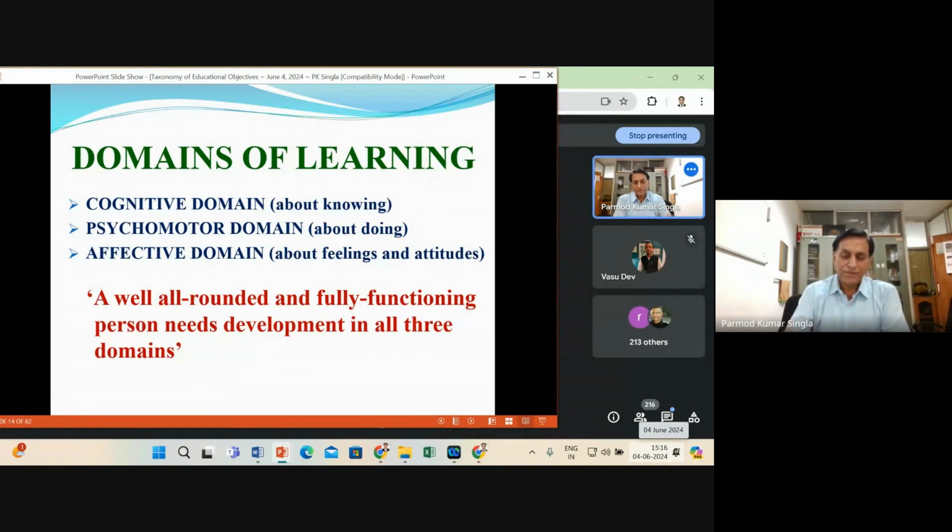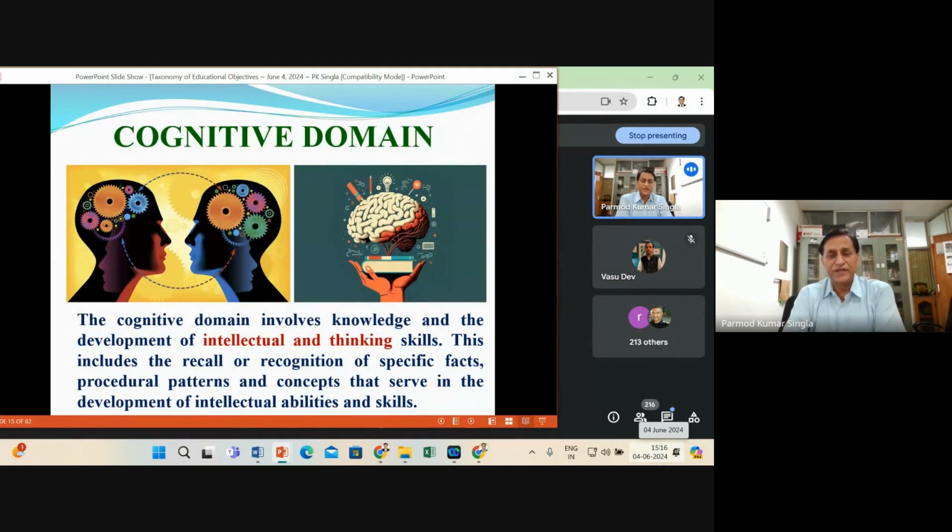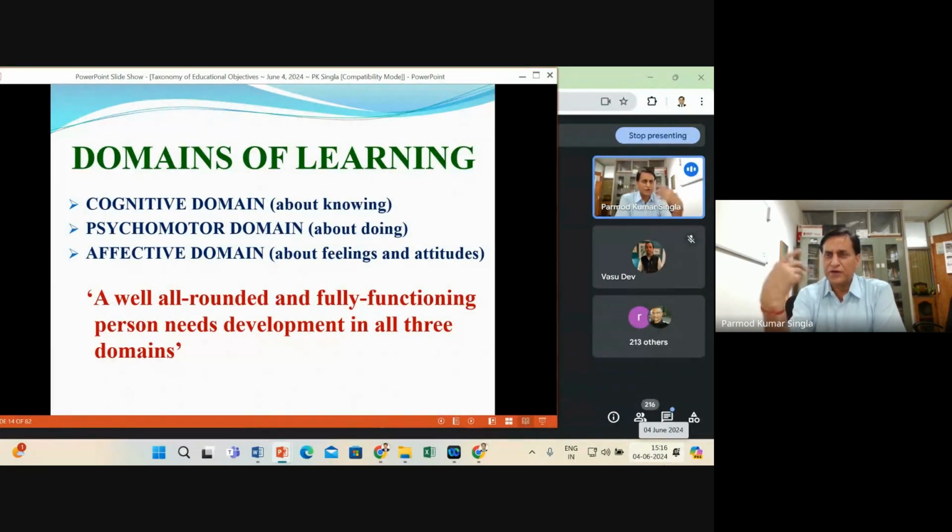Now, why do we require to have a classification? Before I go to the taxonomy, we will go one by one. Cognitive: how you cognize, place the things in your mind intellectually. I will not repeat psychomotor and affective domain. Why is there a need to classify? Why do we need to classify? What would happen if we do not classify? And what is happening when we have classified the things?